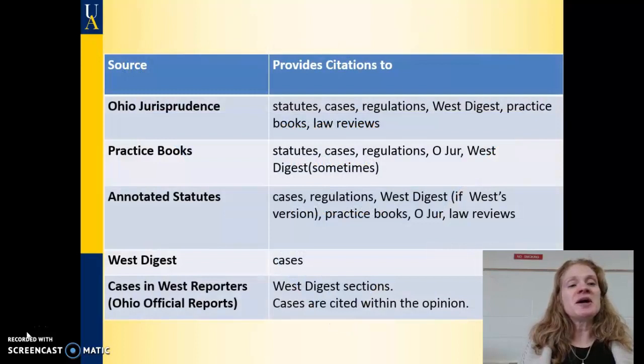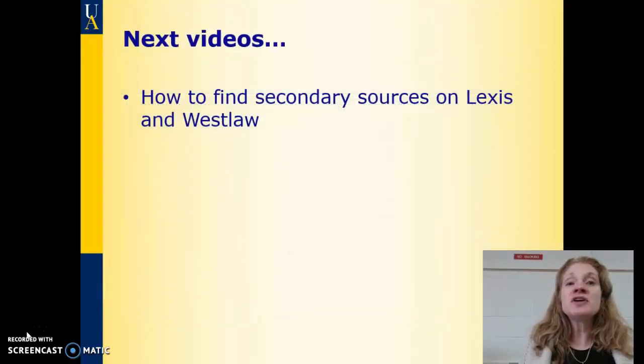It's important for me to emphasize to you that all these different types of secondary sources provide citations to primary sources. I think I've said that about 50 million times, but I'll say it for 50 million and one times. It gives you citations to your statutes, cases. So it really gives you a good start for your research. So in our next videos, we are going to see how you can find secondary sources on Lexis and Westlaw.